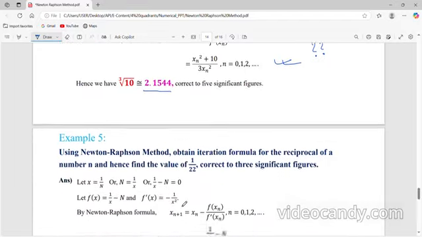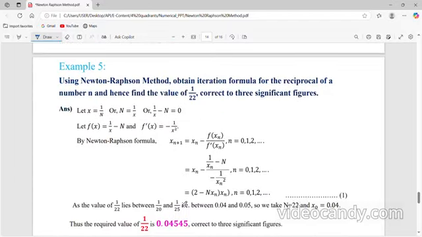Next is: using the Newton-Raphson method, obtain the iteration formula for the reciprocal of a number N, and hence find the value of 1 by 22 correct to 3 significant figures. So here, since it is given the reciprocal of a number N, reciprocal means 1 by N. So N equal to 1 by x. So 1 by x minus N equal to 0. So the function is 1 by x minus N, and the derivative value is minus 1 by x square.